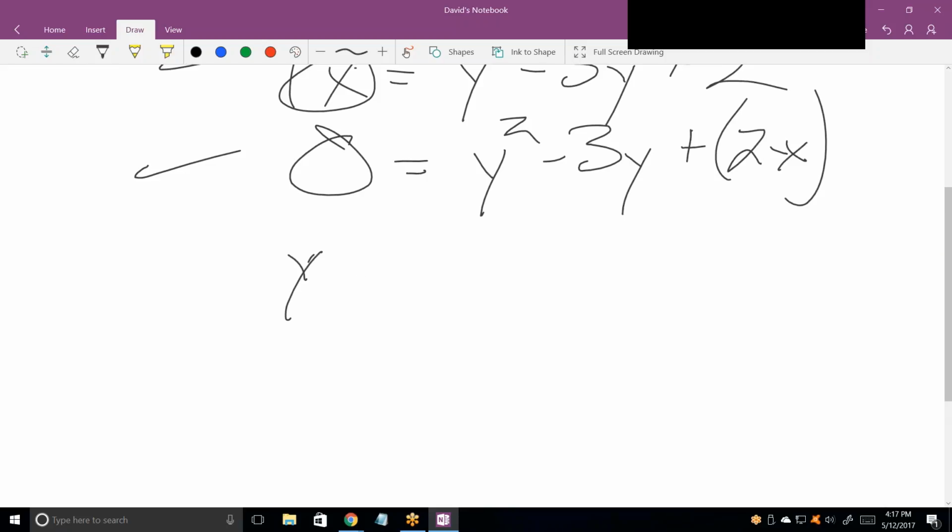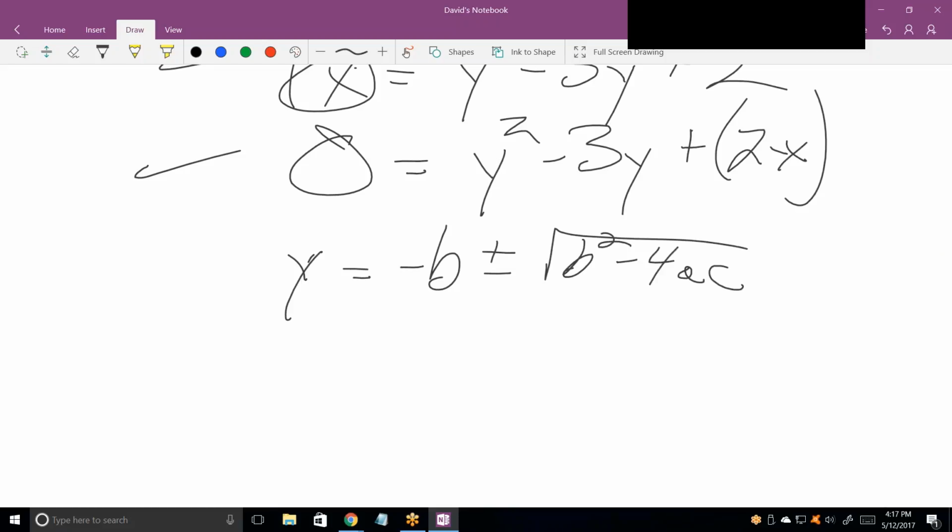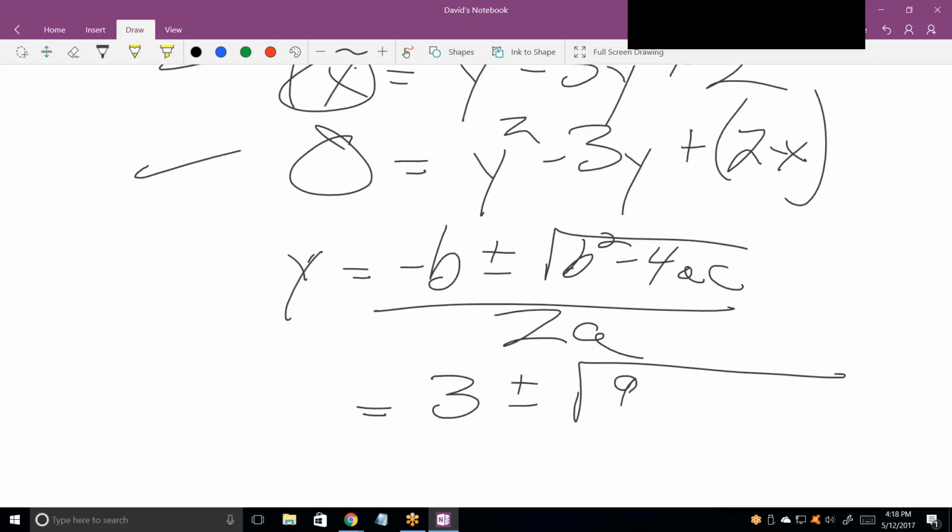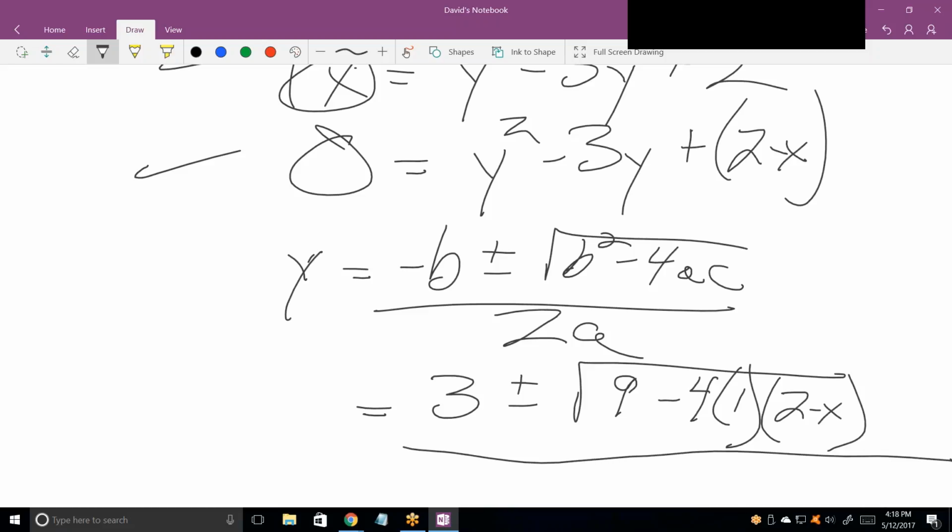Well, y is equal to minus b plus or minus the square root of b squared minus 4ac, all over 2a. So in this case, minus b is 3, plus or minus the square root of 9 minus 4. A is 1. And c, believe it or not, is 2 minus x. That's what I meant when I said you have to treat x as a constant. It's all over 2.